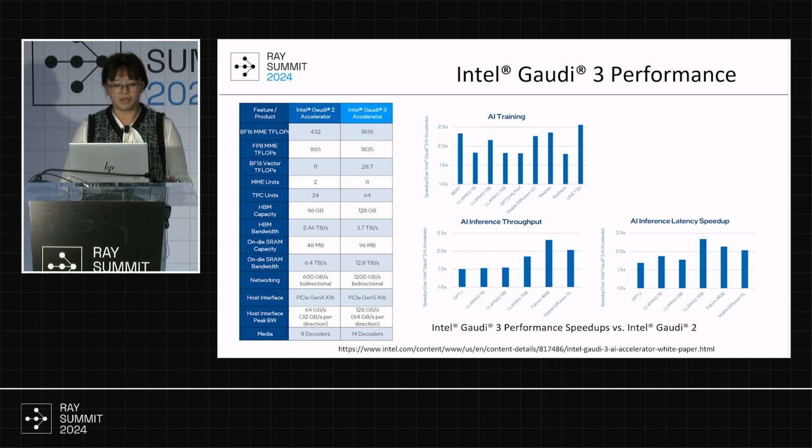In the inference part, we also observed a roughly 1.5x improvement. And for large models like Llama 70 billion or Falcon 180 billion, we see improvement of more than 2 times. The larger improvement is also provided by the larger memory capacity, which is available on Intel Gaudi 3.